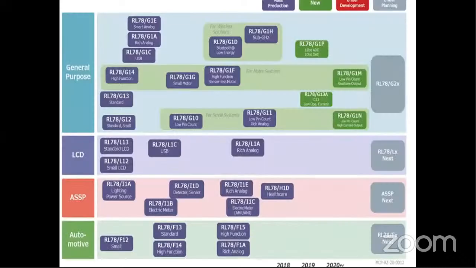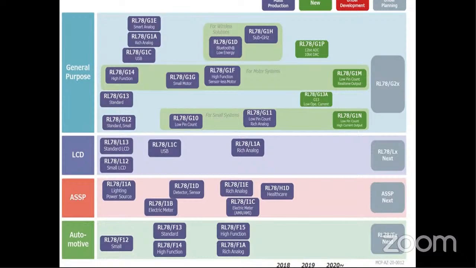Now, this diagram is a roadmap. It is basically a roadmap of RL78, that is your Renesas microcontroller. Going from top to bottom, we can see the G1 series: G110, G111, G112, G13. So it is general purpose. This controller is used for general purpose.